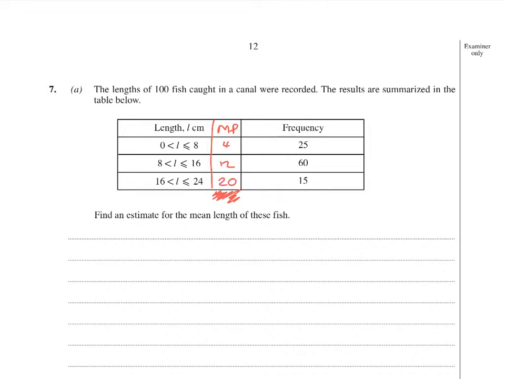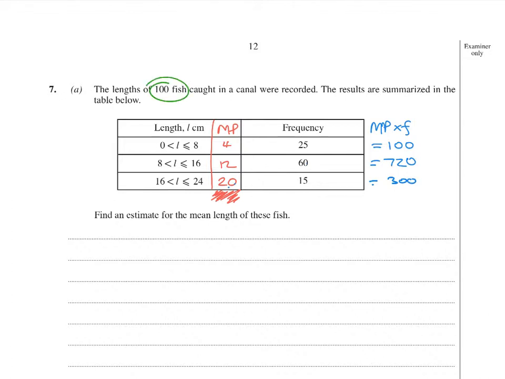New column. This column's called midpoint times frequency. 4 times 25, so double of 25, 50, double it again, 100. 12 times 60, don't know. 12 times 6, 72. Add a 0 because there's a 0 there, 720. And 20 times 15, don't know. 2 times 15, 30. Add a 0 because there's 1 here, so 300.